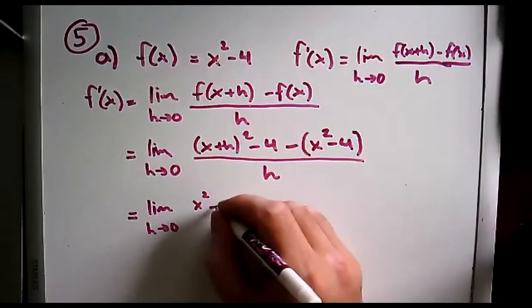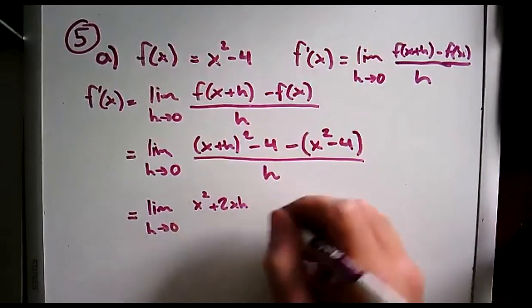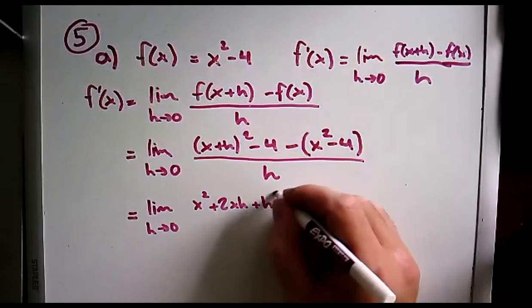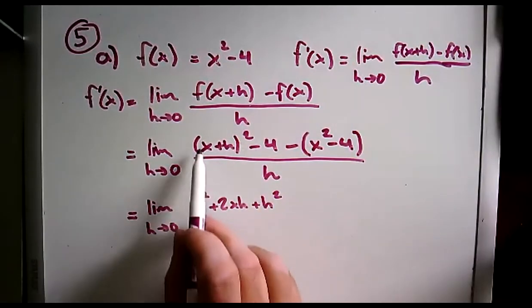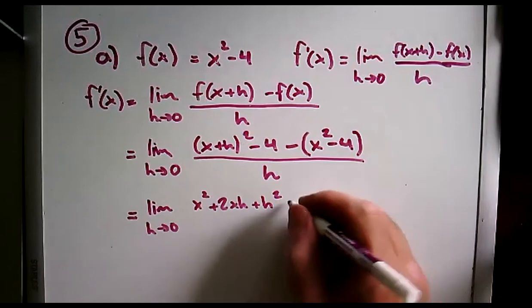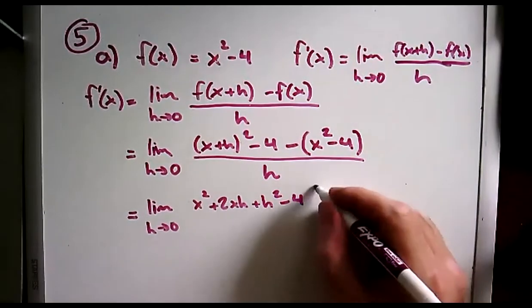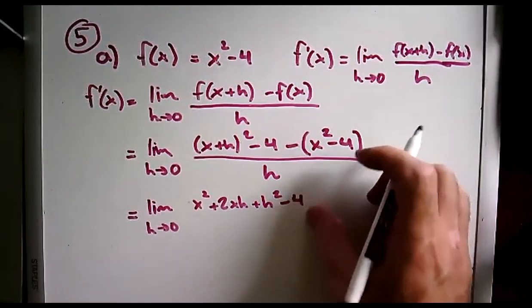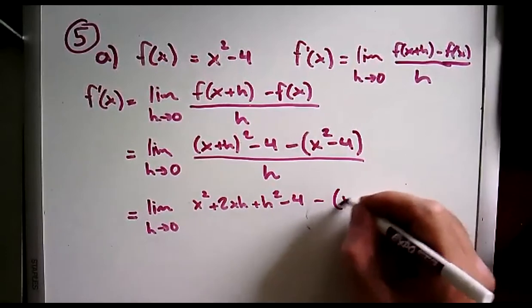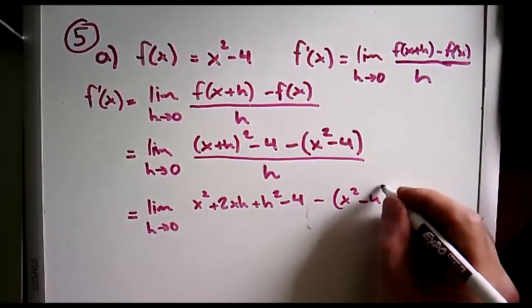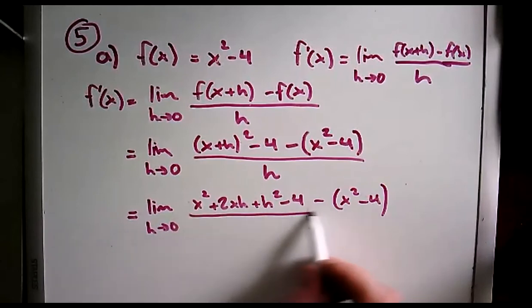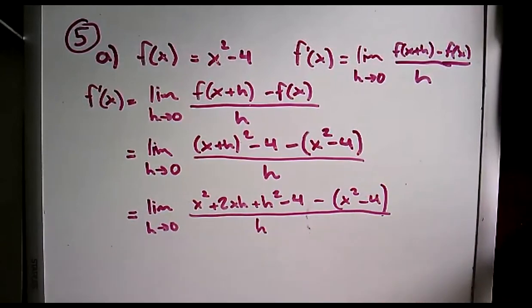When we do that, we get x squared plus 2xh plus h squared. So that's our first part here, our x plus h, the quantity squared. We still have a minus 4. And then, whoops, we're going to subtract x squared minus 4. And then this whole thing is still over h. And people are already getting nervous because we're supposed to be making this nicer and it's getting more complicated. But what's good here is you always end up with a bunch of cancellation.